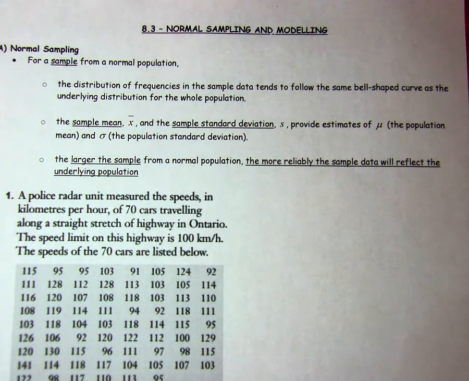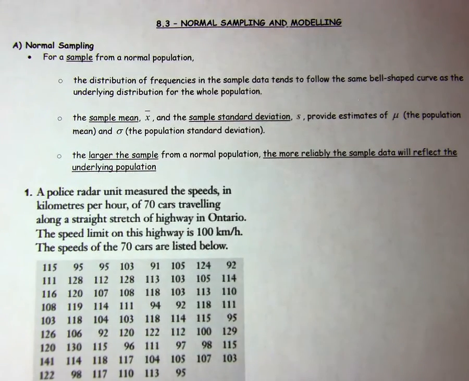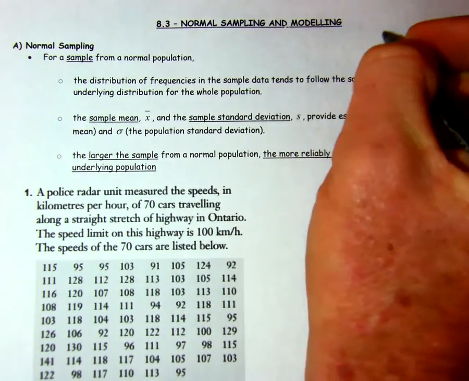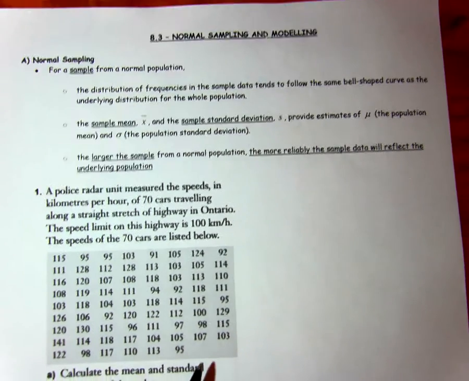Okay, welcome to 8.3. It's called Normal Sampling and Modeling. There's two parts. There's the normal sampling part, and there's the modeling part. It's modeling with for discrete data. Anyway, so let's look at part A, the normal sampling.